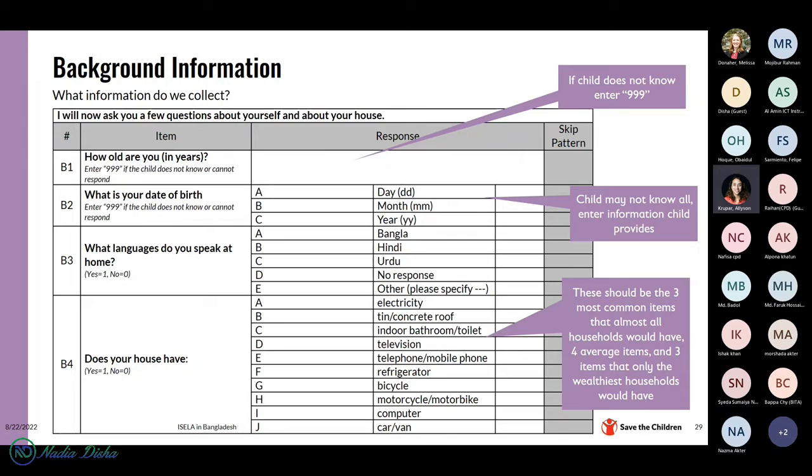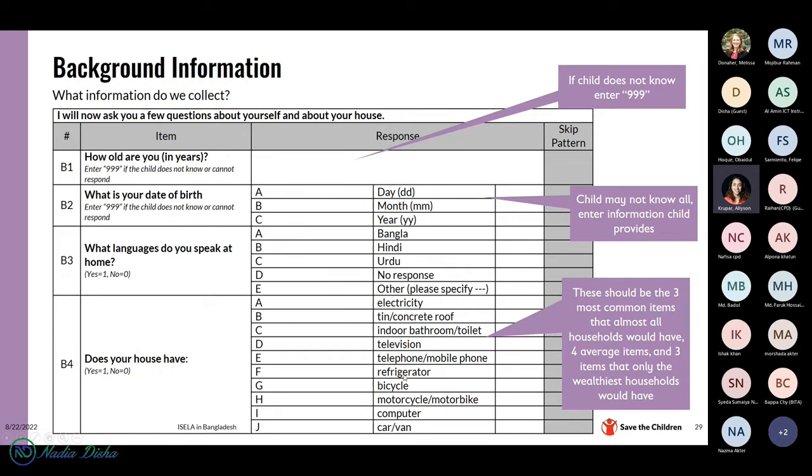Yes. Okay, great. This question, does your house have, is actually measuring socioeconomic status. So we're trying to understand if children are in households that have a lot of these items. The first three here should be the most common items that almost all households would have. And these again have already been reviewed by the SC Bangladesh team. That does not mean though that they cannot be further reviewed. Then the next four items would be the average household.